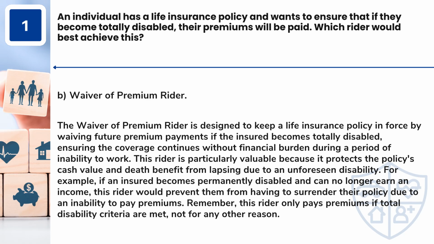This rider is particularly valuable because it protects the policy's cash value and death benefit from lapsing due to an unforeseen disability. For example, if an insured becomes permanently disabled and can no longer earn an income, this rider would prevent them from having to surrender their policy due to an inability to pay premiums. Remember, this rider only pays premiums if total disability criteria are met, not for any other reason.